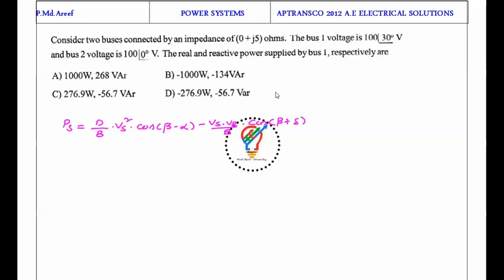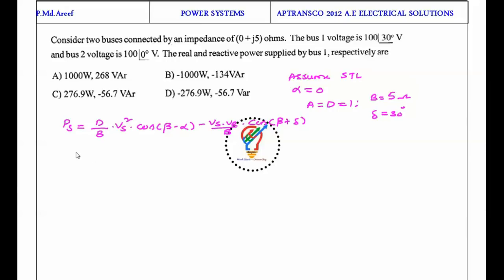So let's assume it's a short transmission line. For a short transmission line, alpha is 0 and assume A is equal to D is equal to 1. So B is given, how much is B here? It is 5 ohms. So B is 5, and delta, the load angle, is also given. So how much is delta here? It is 30 degrees.